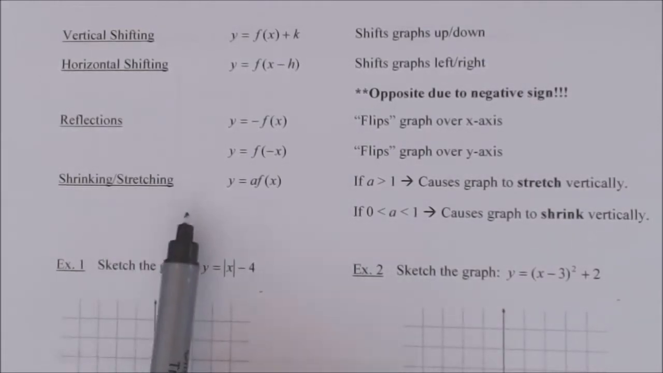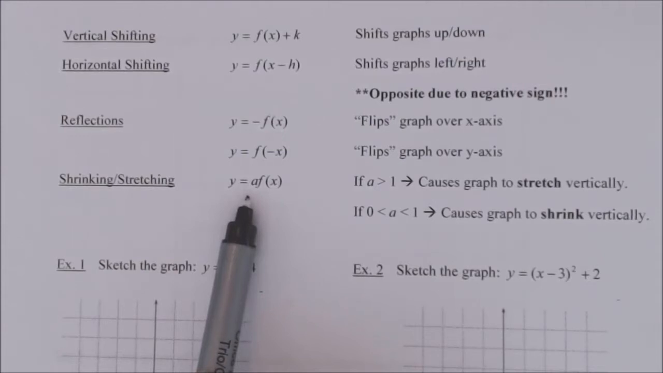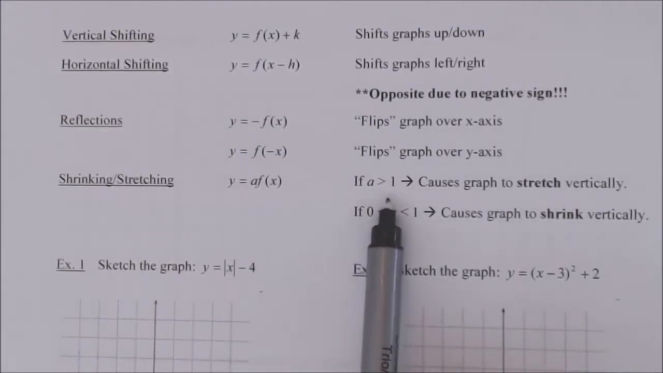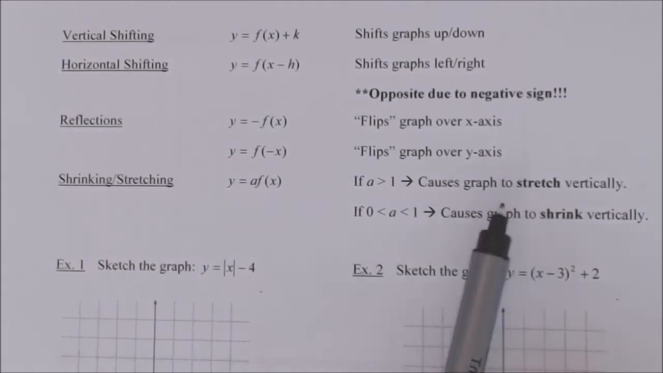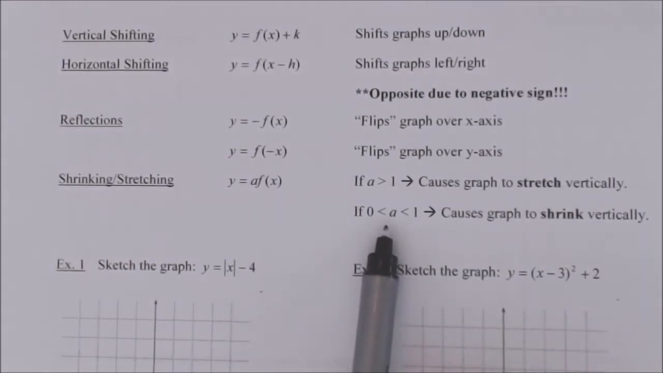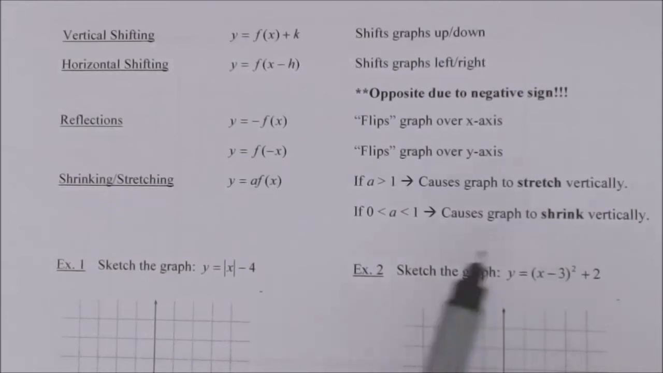And then stretching and shrinking, we're not going to do a whole lot with these, but if you've got a coefficient, a number in front of the function, if that number is greater than 1, it causes the graph to stretch. It makes it a little bit skinnier. And then if it's a fraction between 0 and 1, say 1/2 or 1/3, it's going to cause the graph to shrink vertically or be a little fatter or wider.